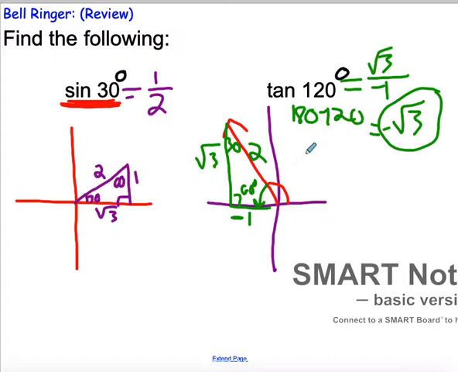Which makes sense because of All Students Take Calculus: in quadrant 2, sine and cosecant are going to be positive, but all the others will be negative. So it makes sense that tangent's negative in quadrant 2.